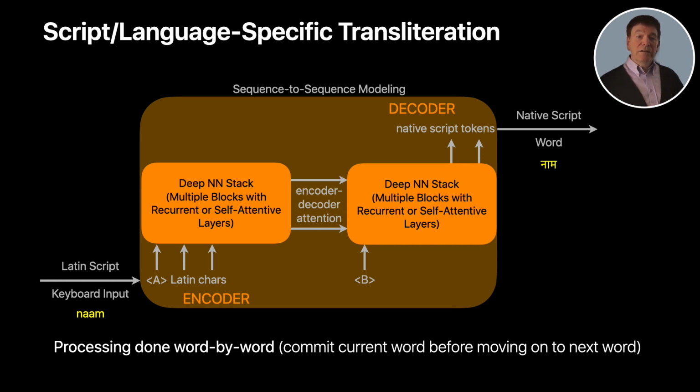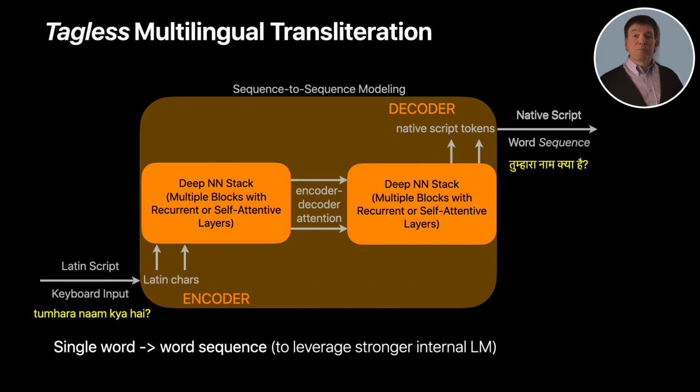What we would like to do is remove those tags to accommodate outputs in multiple languages. But of course, if we do that, the problem becomes more difficult because the model now has to guess what the target language may be. Since that guess has to be made based on context, it is now beneficial to process every word on the basis of the entire sentence history, so the output is a word sequence as opposed to a single word. This allows the conversion to be informed by a stronger internal language model.